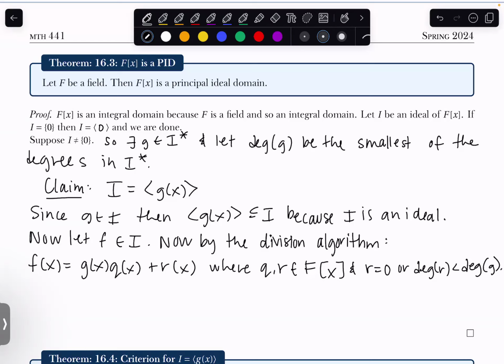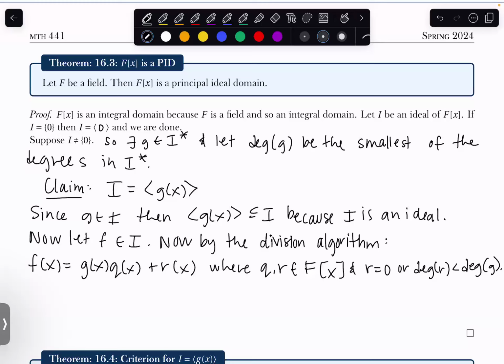And it'd be great if this was equal to 0, because now I showed F is a multiple of G, and so F is in the principal ideal. So really the thing that we want to study is, why can't the degree of R be less than the degree of G? Something that we can remember is G is going to be some polynomial in I that has the smallest degree. So if I can show R is inside my ideal, then this can't be true, because it can't be less than the degree of G unless it was the zero polynomial itself.